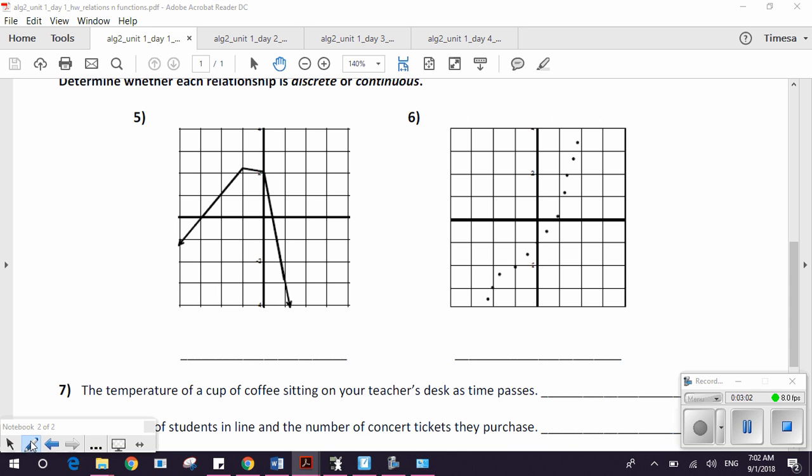So for number 5, that is continuous. Every line represents an integer. 1, 2, so on and so forth. But you notice there's parts of the graph that take place between lines, like here. So that represents 1.5, 1/3, and so on and so forth. So because you have betweenness, and it's not strictly integers, it's continuous.